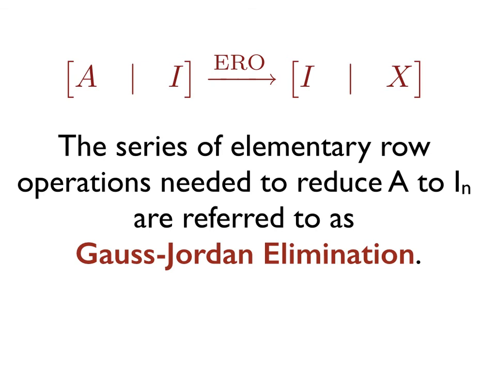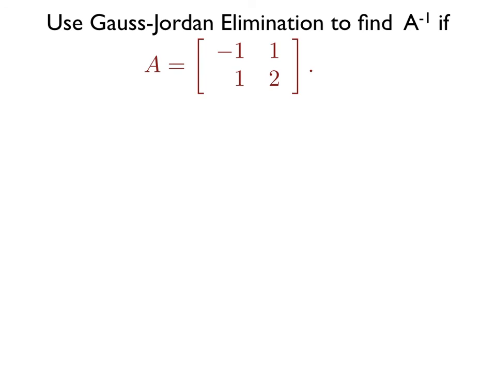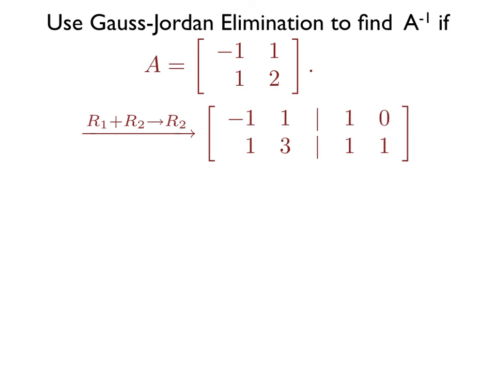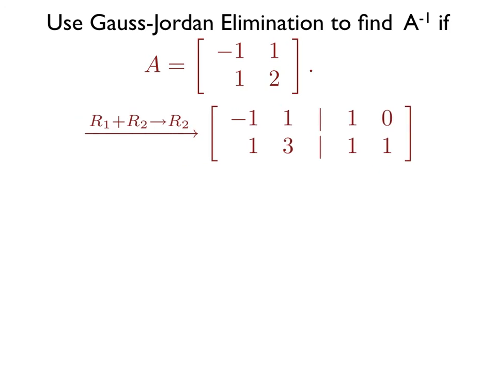So the series of elementary row operations needed to reduce A to the identity matrix are referred to as Gauss-Jordan elimination. And so you've got lots of experience doing the Gauss-Jordan elimination steps. So let's look at the particular example. Suppose A is equal to minus 1, 1, 1, and 2, and we want to find the inverse of A using our Gauss-Jordan elimination. So as a first step, we'll take row 1 plus row 2. That will become the new row 2.